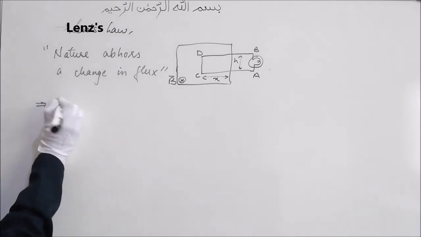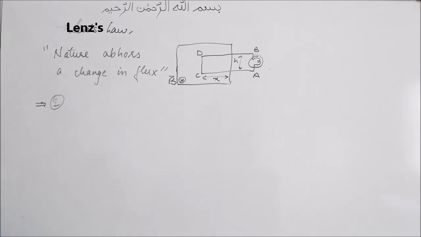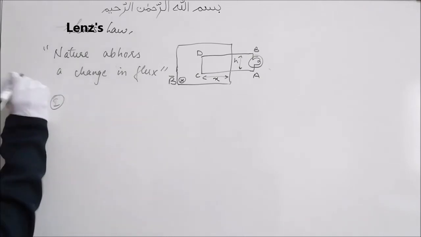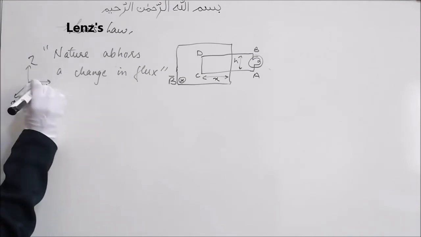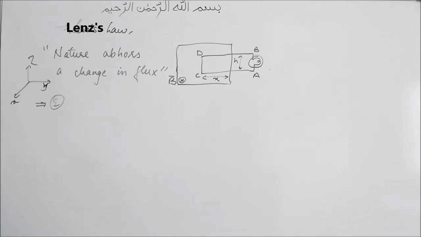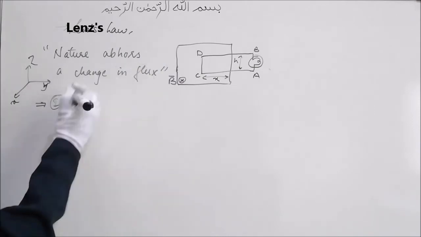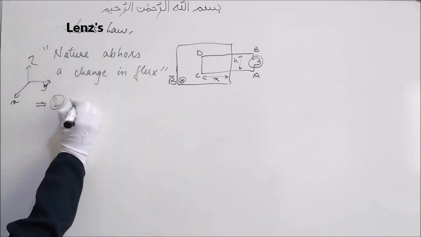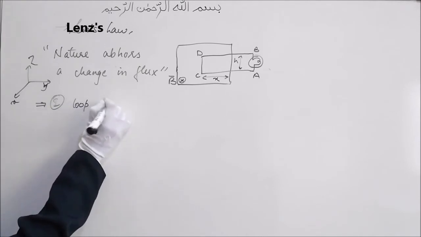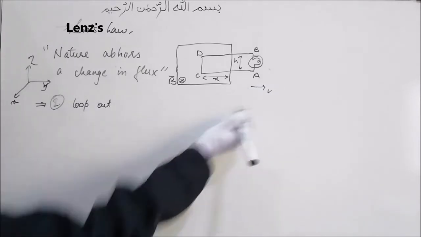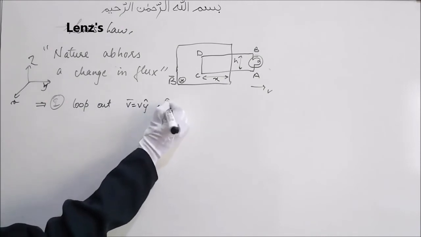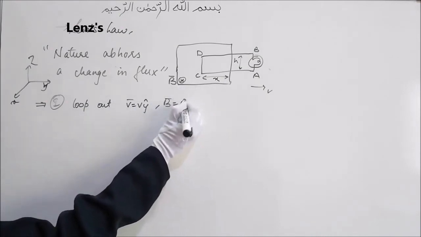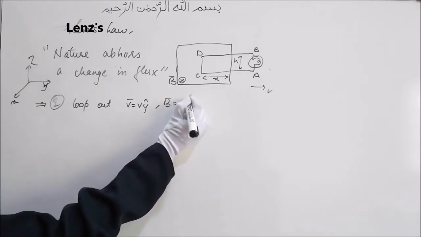Let's consider case 1. There are two ways of looking at this. First we'll consider the directions. Call this the x, y and the z direction. Now, let's say we have the loop moving out. The loop is moving in this direction with velocity v, so the velocity is in the y hat direction. The magnetic field is going into the plane, that is the minus x hat direction.